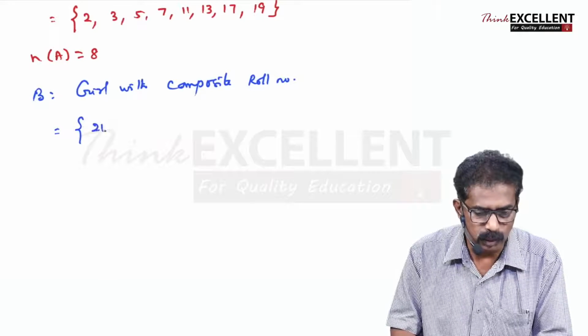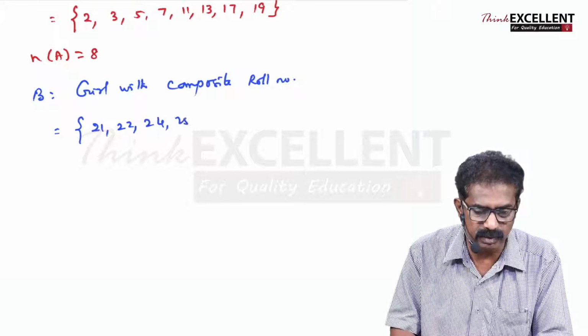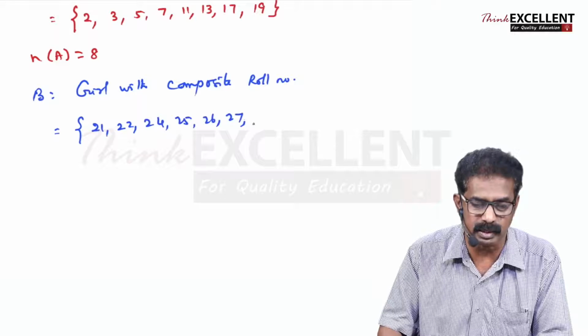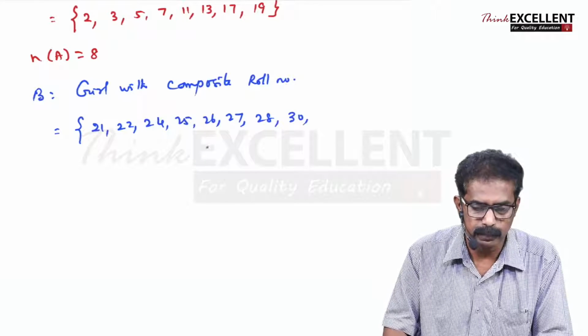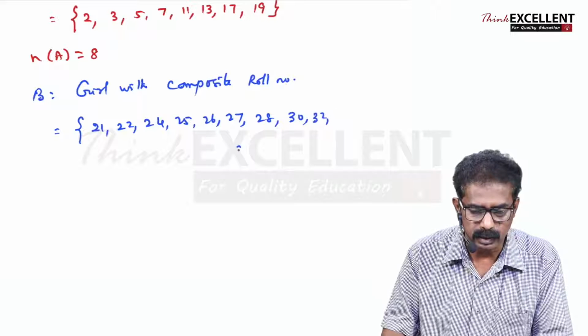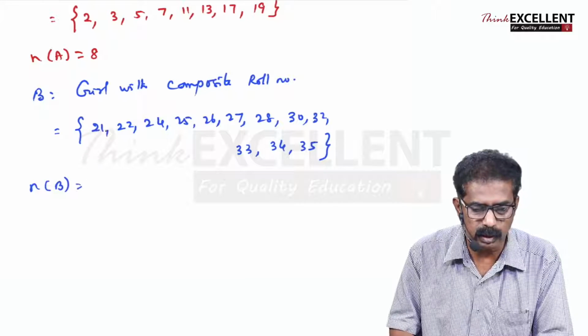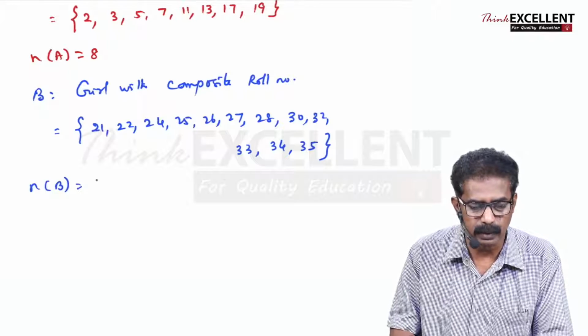So 21, 22, 23 is a prime number. Don't take that. 24, 25, 26, 27, not prime number, divisible by 3 and all, right? 28, 29 is prime number, leave it. 30, then 31 is a prime number, don't take. 32, 33, 34, 35, right? So n of B is equal to, you count 1, 2, 3, 4, 5, 6, 7, 8, 9, 10, 11, 12.